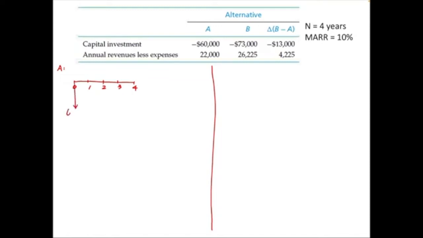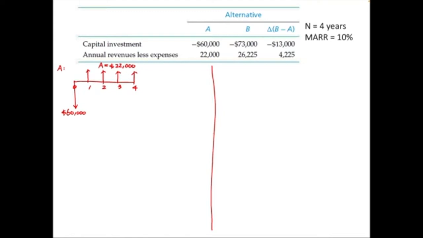So it's going downward, 60,000. And every year you have positive 22,000. So that's arrows going upward. And it's annuities because they're all the same, right? And it's annuities, 22,000. Okay, so wow, this is very easy.